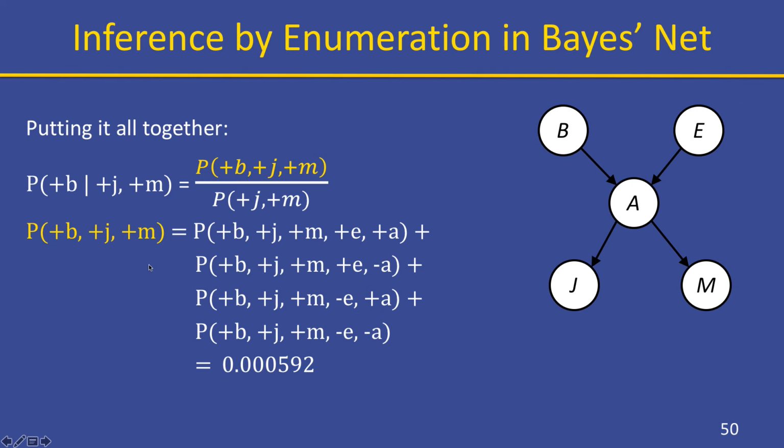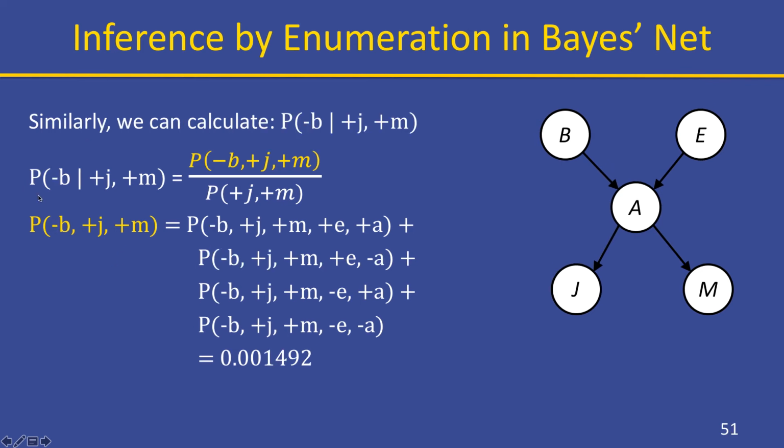So now that we have computed these four terms, we can add them together, and they give us this joint probability, P of plus B plus J plus M. We can do the same to compute the probability that there's no burglary, given that John and Mary called. So this conditional probability is equal to this joint probability divided by the probability that John and Mary called.